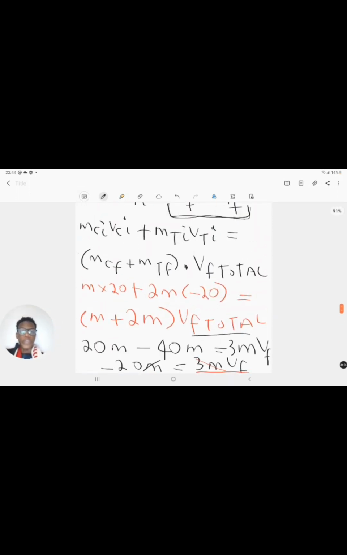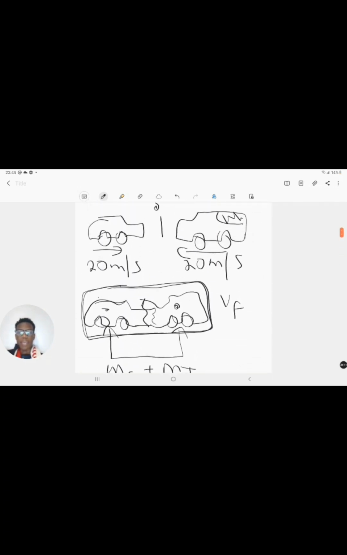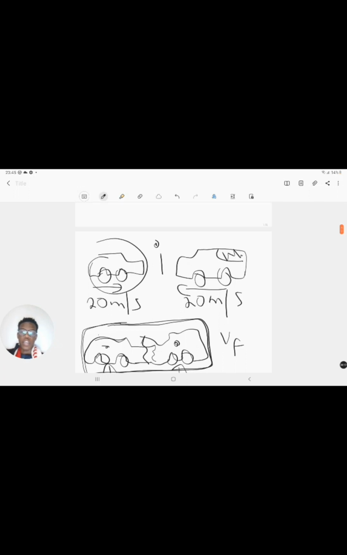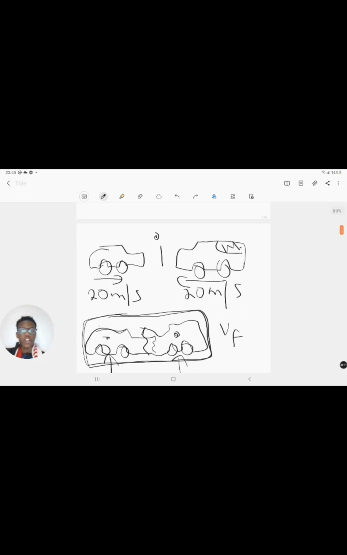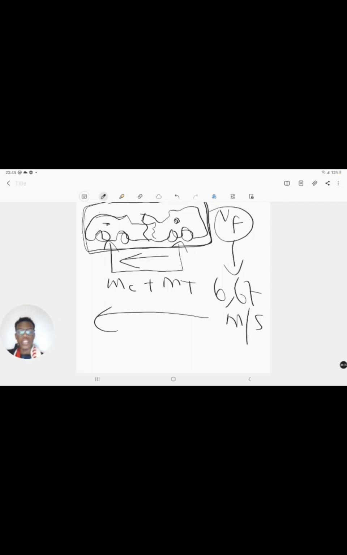Okay, so if we go up to the sketch to illustrate what is happening, this car and this truck are initially moving towards one another at that velocity. Then they collide. Once they collide, they continue to move. But in which direction do they continue to move? They move to the west. In other words, they move towards that direction at that velocity that we calculated to be 6.67 meters per second.